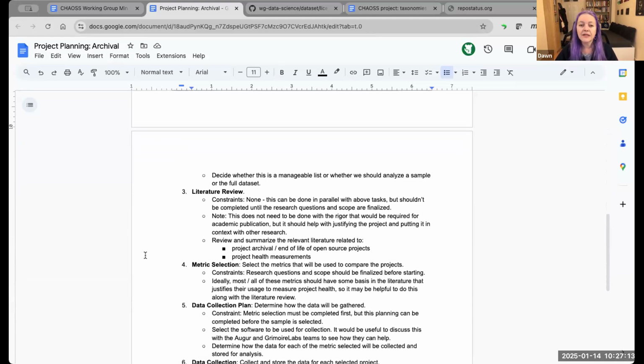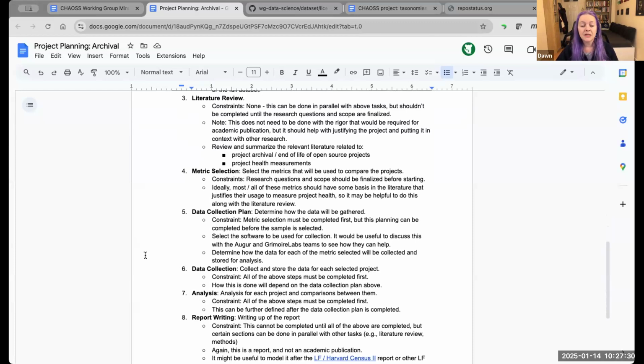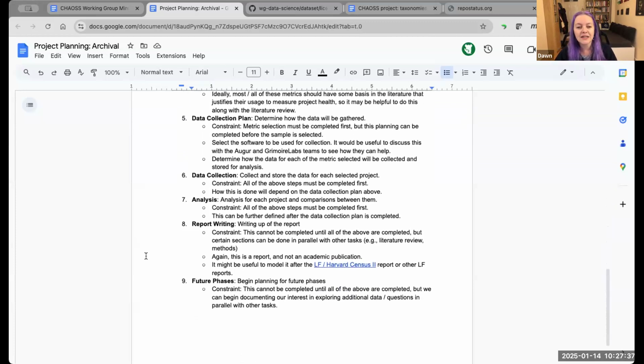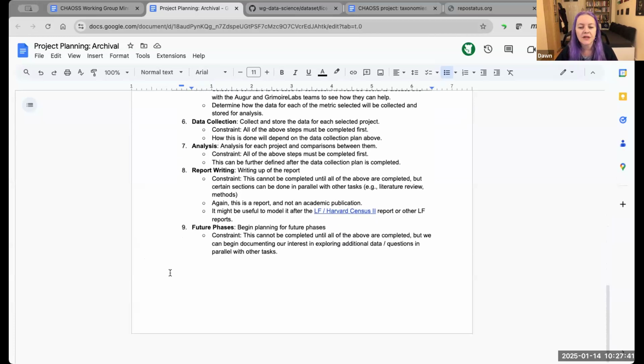Now, the idea is not for these to be academic publications, but for them to be more like the LF research reports. But we still need to do some looking at the relevant literature and citing that in the reports. We need to pick some metrics. We need to come up with a plan for how we're going to collect the data from those metrics. And then we actually have to collect the data. There's some analysis, some report writing, and then taking it and going on to future phases.